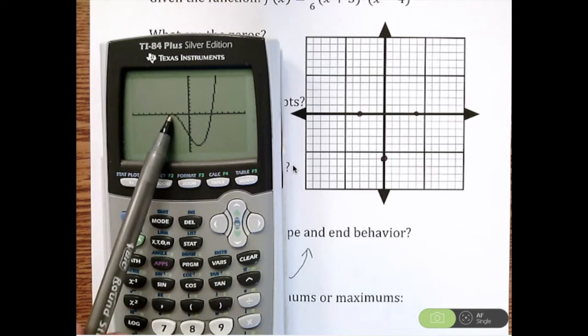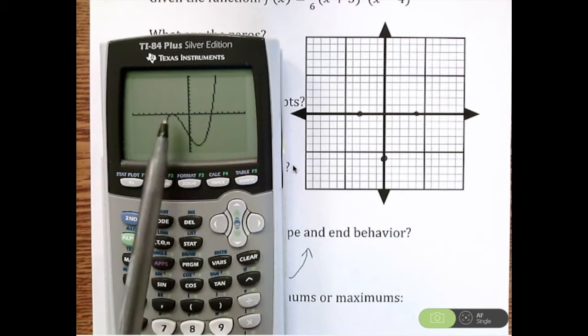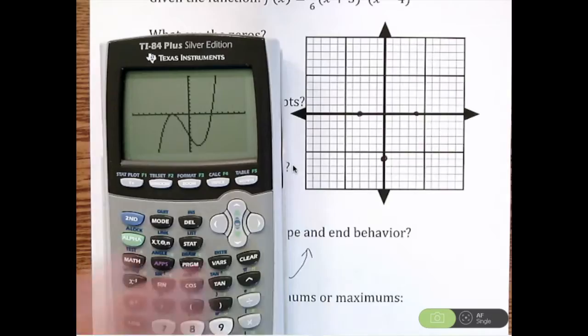So a high point would be here. So that's going to be a maximum, where if I keep following this graph, here's a low point. So that's a minimum. So you're looking for these peaks. These peaks are going to be your maximums and minimums. So I'm going to go through that same process of finding those maximums and minimums on our calculator.